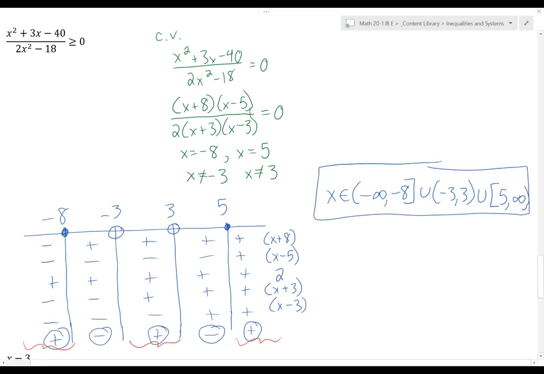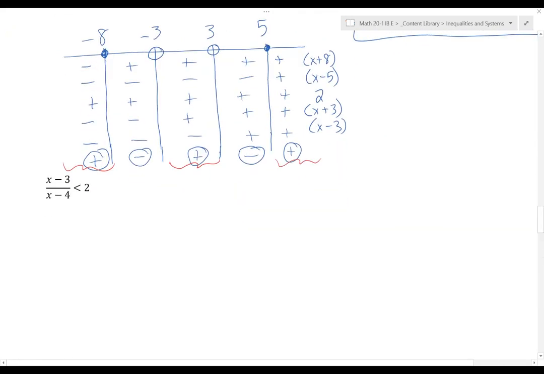So rationals kind of add a little level of complexity on it, but the overall idea is the same. We're looking at all the factors and where are they positive or negative in order to figure out if the overall expression is positive or negative. Let's do another one of those.